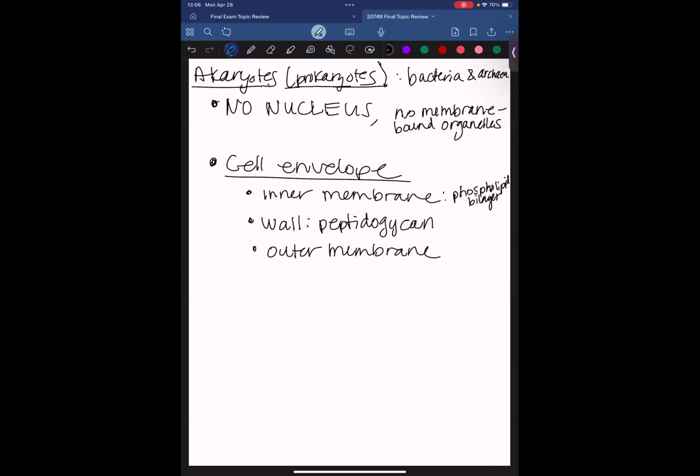The outer membrane, not all of them have this. So where do we find the outer membrane? Only on what kinds of bacteria? Gram-negative.